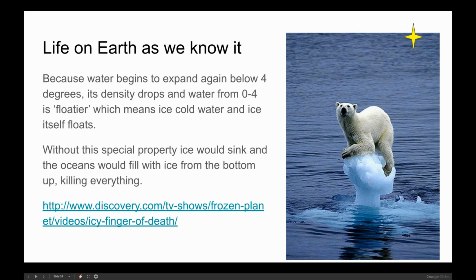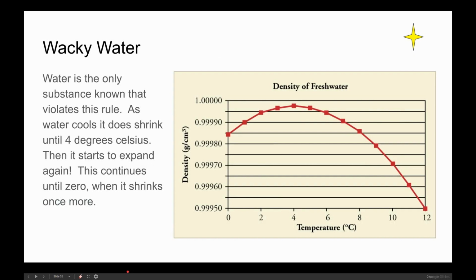And trust me, the polar bear is not a Jedi Knight. He's not willing the ice to float. Something happens to water when it freezes and its density drops exactly like it was getting warmer again. And guess what? Water is the only substance that does that. If you make ice out of any other liquid, it will sink in that liquid, not water. Now, without this special property, there would be no life on Earth. And here's why. Water is the only substance known that violates the rule that as substances cool, they contract.